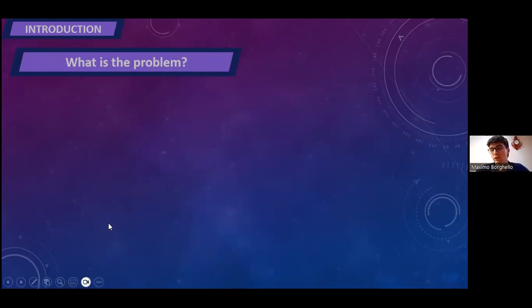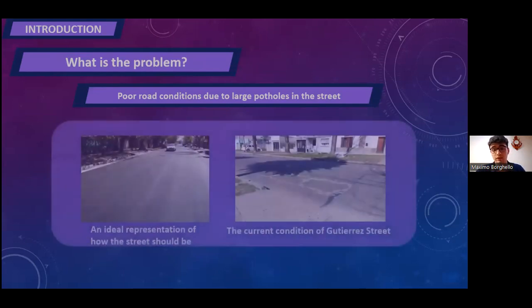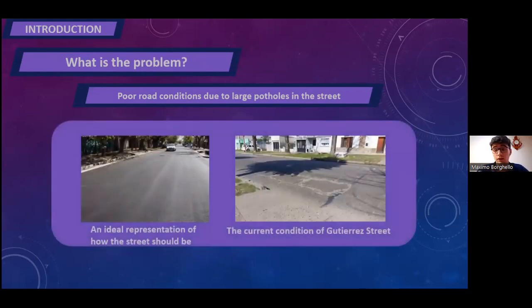What is the problem? As Simón was saying, the problem is that the street is in bad condition. In these pictures, we can see how the street should be in the left picture, and in the right picture, we can see how the street actually is.